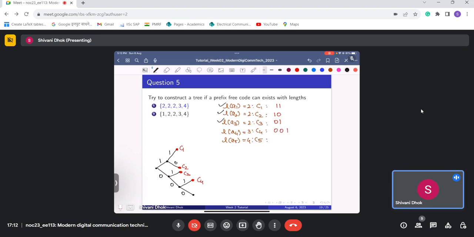Another thing is, we need the last one as length 4. So let me extend this further, something like this. And let's say this code word here is C5. And this is 1, this is 1, 0. This fifth one here is not a code word. However, this one here is a code word. So C5 looks something like this: 0, 0, 0, 1. Now you can observe that it beautifully creates this tree. When I consider all the code words located at leaf nodes, it beautifully creates a prefix-free code.